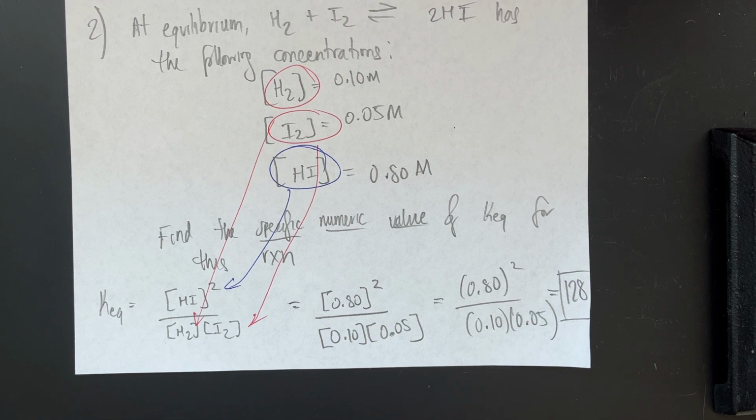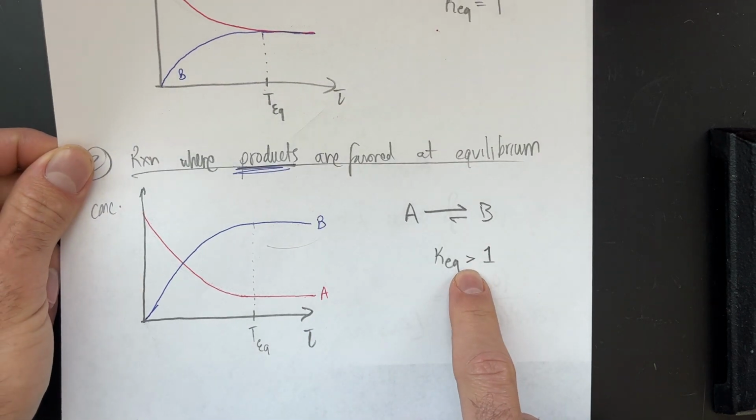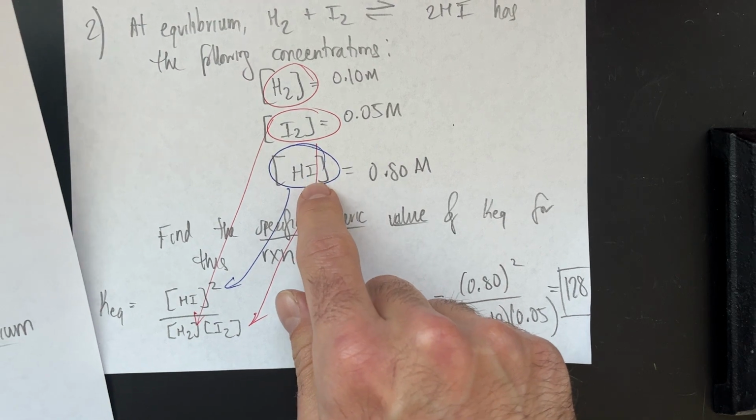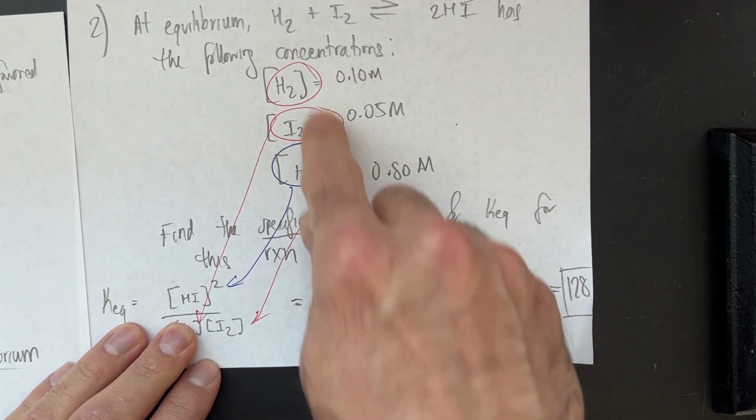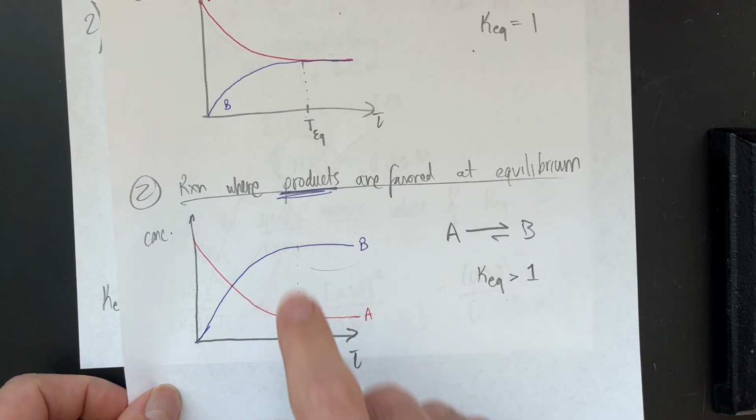Bonus question. For this reaction, what type of scenario are we in? Are products or reactants favored? If you think about it, you will remember that we are actually in scenario number 2 here, where KEQ is greater than 1. KEQ is 128. Yeah, that's greater than 1. And here, indeed, we're making a lot more HI. The concentration of HI is much greater than H2 and I2. And so we're in this situation where we're making a lot more product at equilibrium.